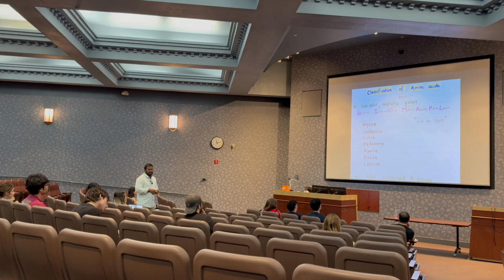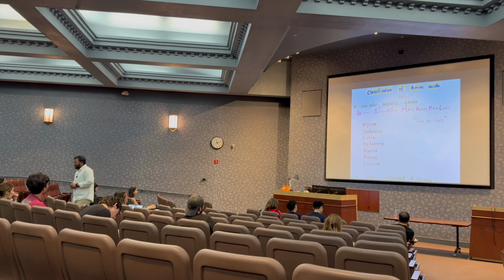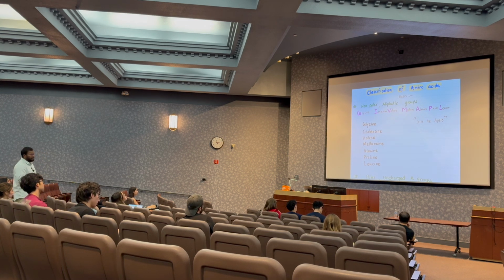So this is how you can remember the names of different groups, which is give me apple, where G stands for glycine, I for isoleucine, V for valine, M for methionine, A for alanine, P for proline, and L for leucine. Can you repeat after me once so that you can remember this well? I'll start with G. G for, I for, V for, M for, A for, P for, L for. Can you remember this using the same mnemonic, which is give me apple?